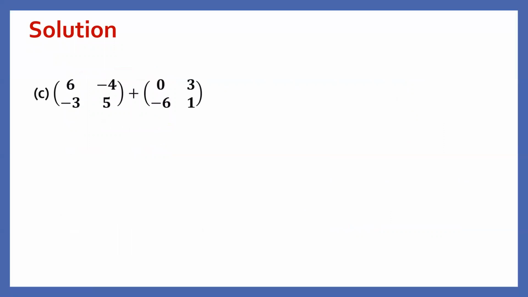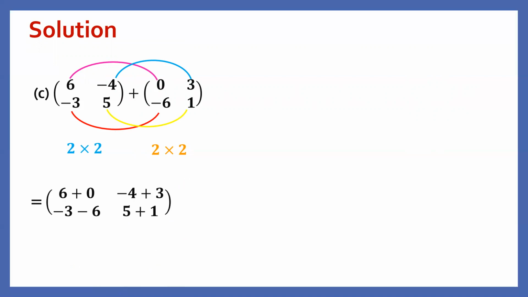The order of the matrix first. So here the first one is a 2 by 2. The second one is a 2 by 2. Therefore, we can add because both matrices are of the same order. Remember, we need to add corresponding entries. So here I will add 6 plus 0, -4 plus 3, -3 plus -6, 5 plus 1. And this will give me 6, -1, -9, and 6.